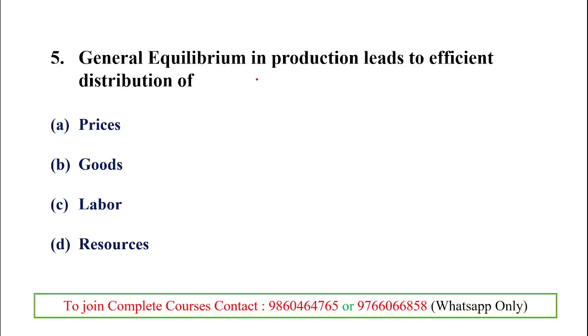Next question is related to general equilibrium. In the earlier question, we dealt with general equilibrium in consumption, and in this question we deal with production. In general equilibrium, production leads to efficient distribution of which factor? Whether the price, goods, labor or resources.